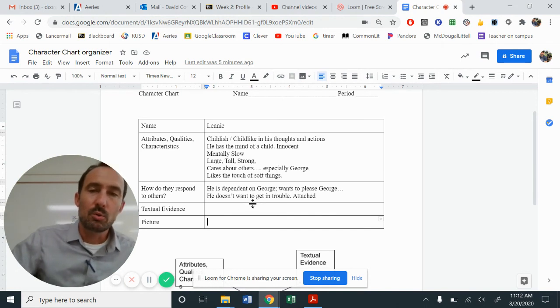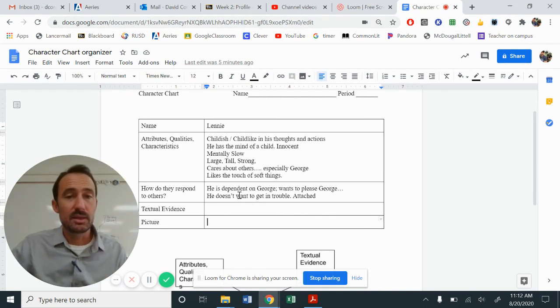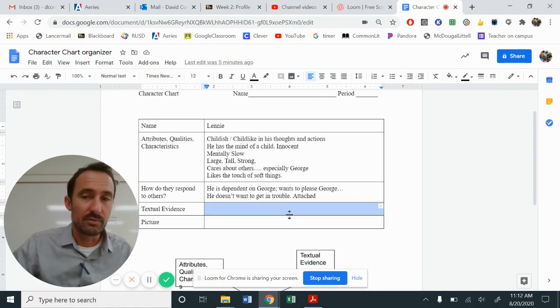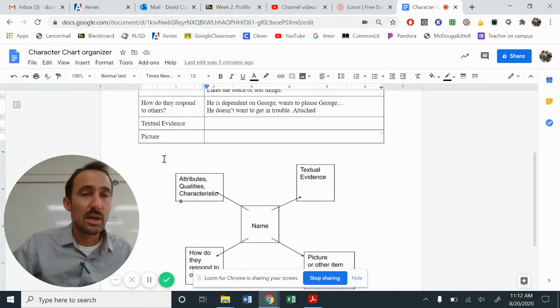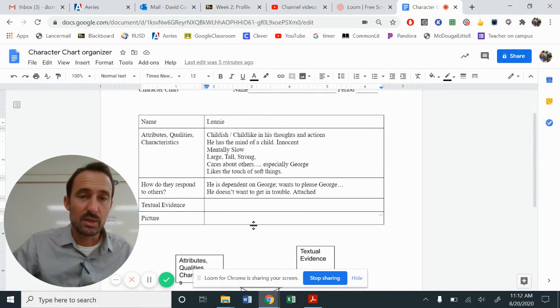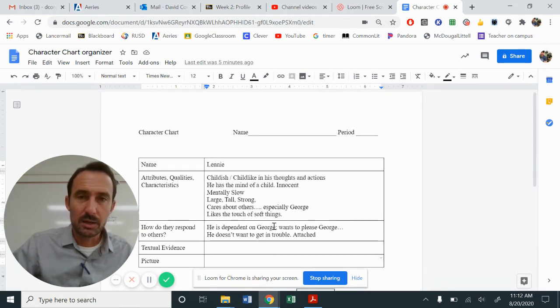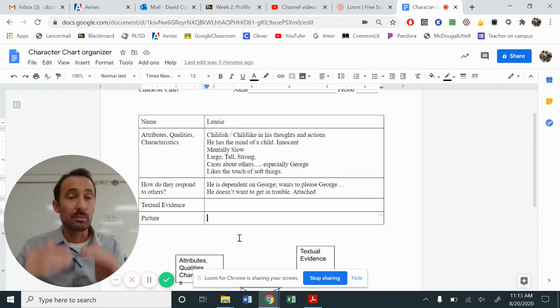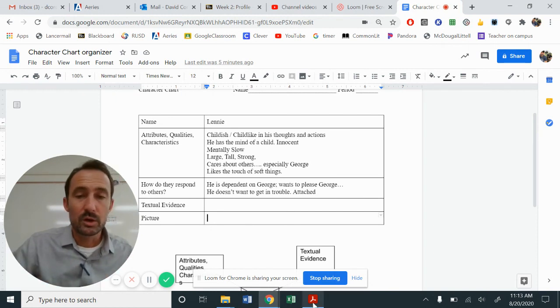Okay. So part of the second task to this is to make a character chart for George. So you've done one for Lenny now, and you found a piece of textual evidence. Take a moment, either create that grid again, or if you want to draw it out like this, you can do that as well. And from here, what you'll be able to do is do the boxes for George. Okay. What is going on for him?